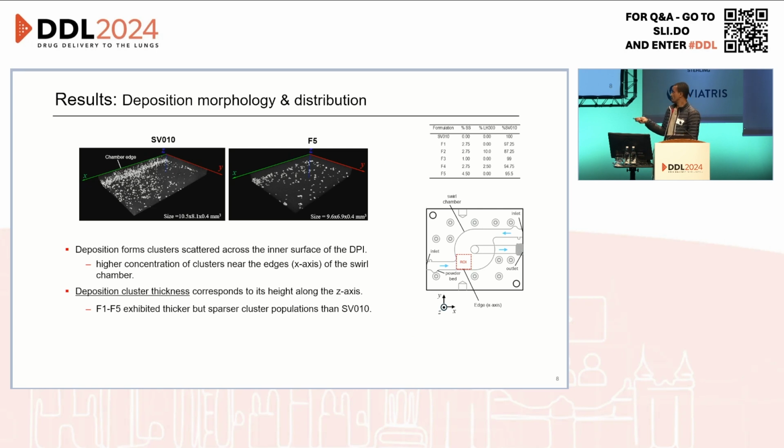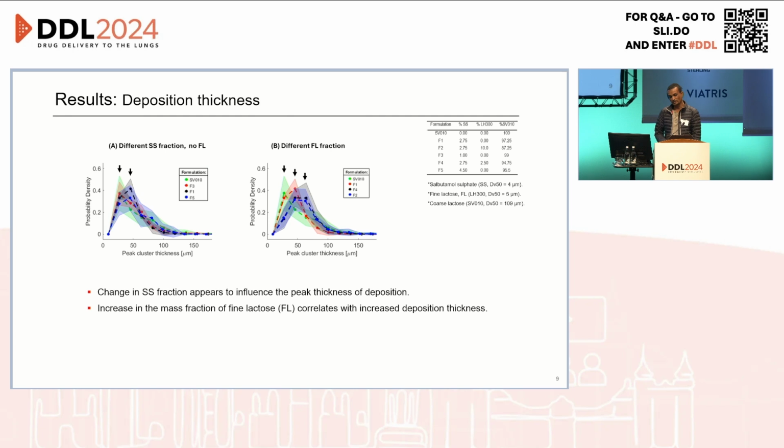Yeah, so comparing the formulations, what we observed was, instead of a uniform distribution of deposition, it was found that the depositions happen to be clusters of blobs which are spatially scattered over the surface of a DPI. And these deposition profiles were different for the 5 formulations compared to SCV10. And we further tried to quantify the thickness of the depositions for the different formulations.